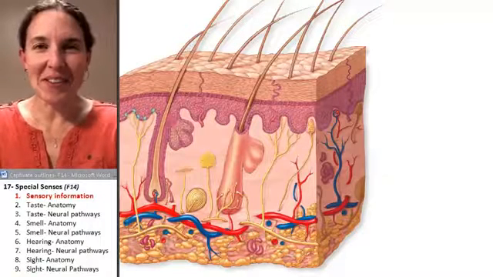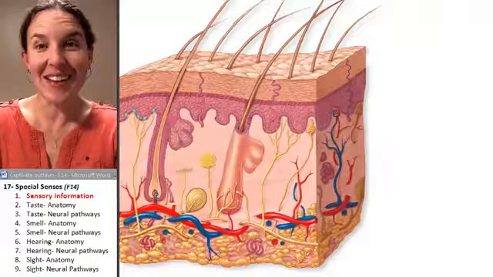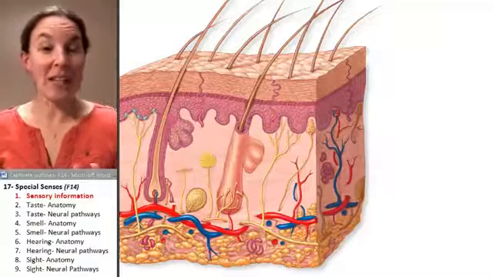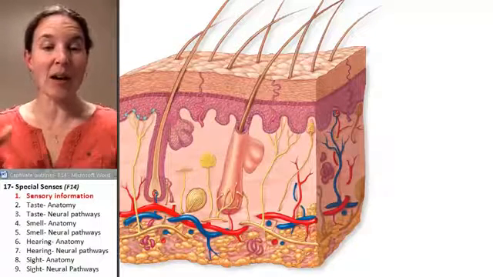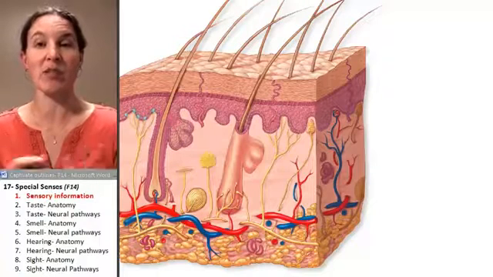We're here to talk about the nervous system. Surprise! We're going to talk about special sensory systems. We're going to talk about the anatomy and the neural pathways involved in receiving information from special sensory organs.